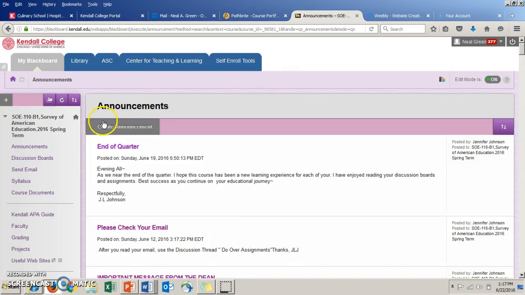I want to talk to you about the left side of Blackboard whenever you log into your course. Now, you'll notice whatever course you take, these may be in a different order, but all these tabs are usually there. Sometimes there are special tabs, like Professor Johnson added the APA tab, which is great. But for the most part, the announcements, discussion boards, emails, and syllabus are all going to be there.